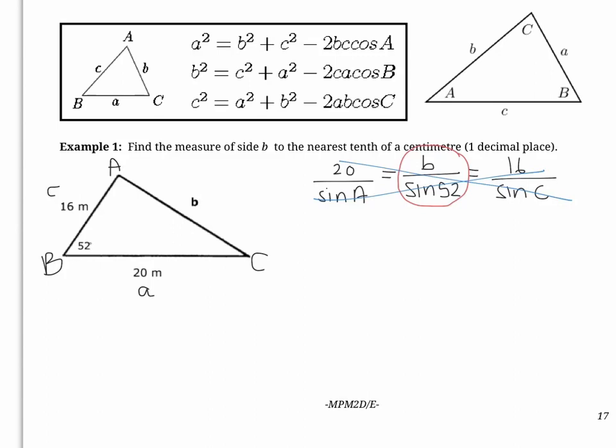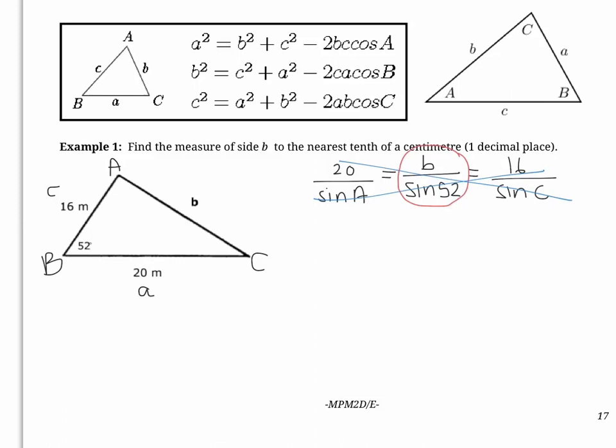So 52, we have angle B, we don't have side B, not a complete ratio. Angle A we don't have, we do have side A, and side C we don't have angle C, so we don't have a complete set, which is why we can't use sine law. So we're forced to use our last case scenario, which is cosine law.